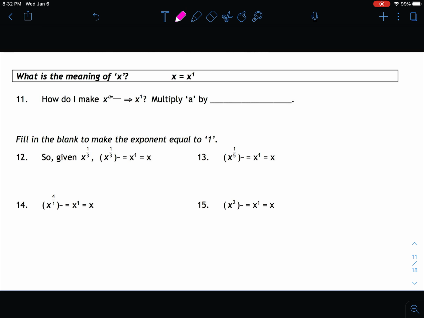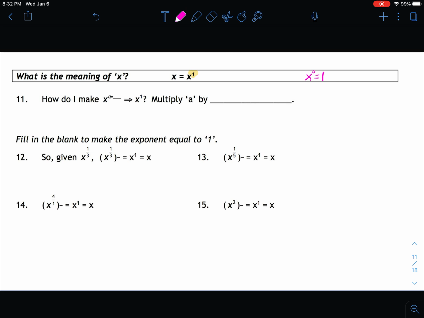Okay, what is the meaning of x? So when you see x, basically what you need to remember is it is x to the first power. It's not x to the 0. Remembering x to the 0 is always equal to 1. Any value to the 0 power is going to give you 1.